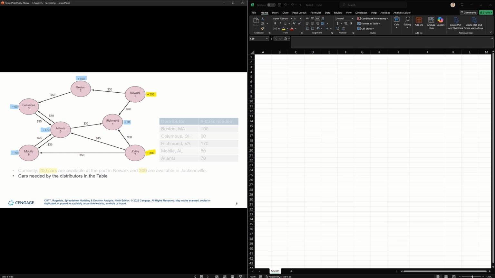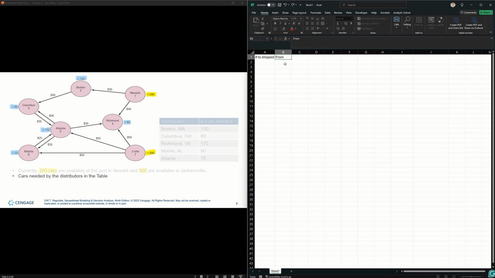But let's translate this into our Excel sheet. We need to start with this. We have what to be shipped, the number to be shipped. From where? That's the node, basically the node number. And just for the sake of labeling, let's say from one city to another city. And what's the delivery cost? So the unit delivery cost. And then we need to fulfill the demand here.